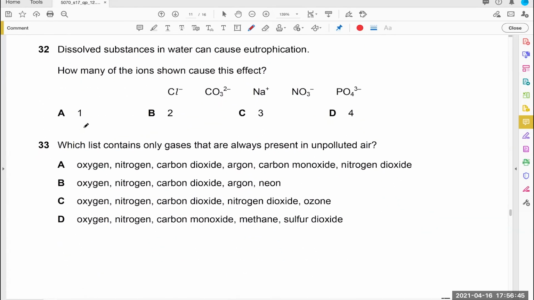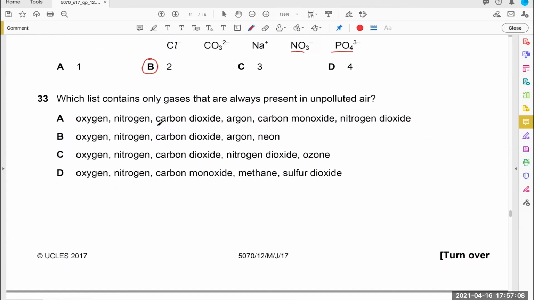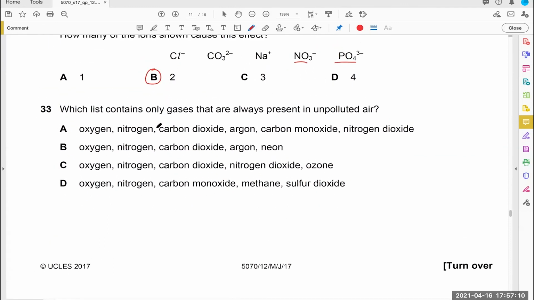Dissolved substances in water can cause eutrophication. Eutrophication will be taken out of the syllabus next year, but for this year you need to know this. How many of the ions shown cause this effect? Eutrophication is caused because of nitrate ions and phosphate ions. So our answer is going to be nitrate and phosphate, two of them. Basically any ion that encourages the growth of plants. Algae growth increases, which causes eutrophication.